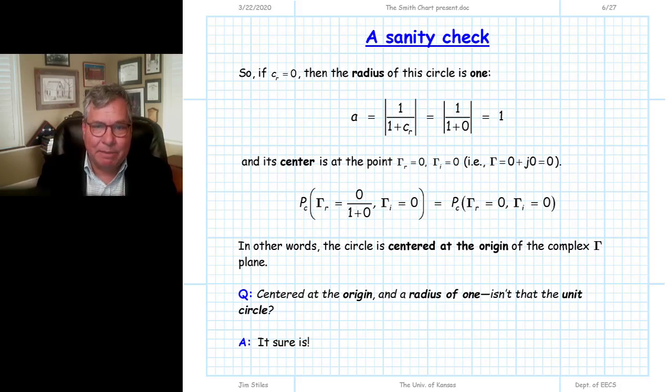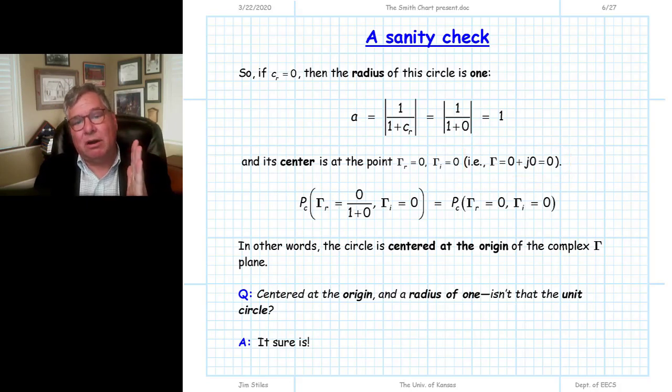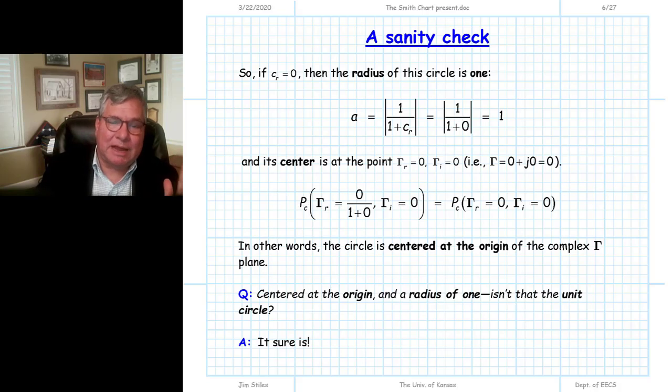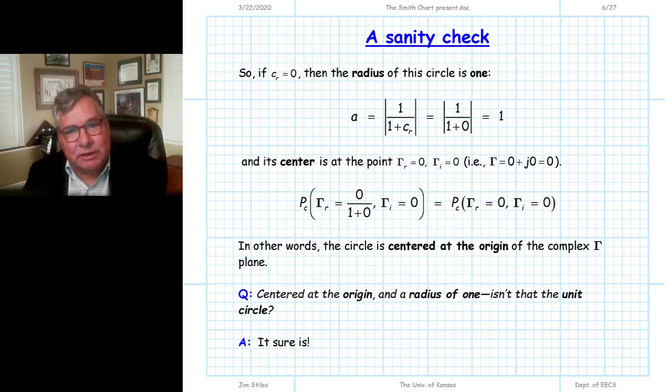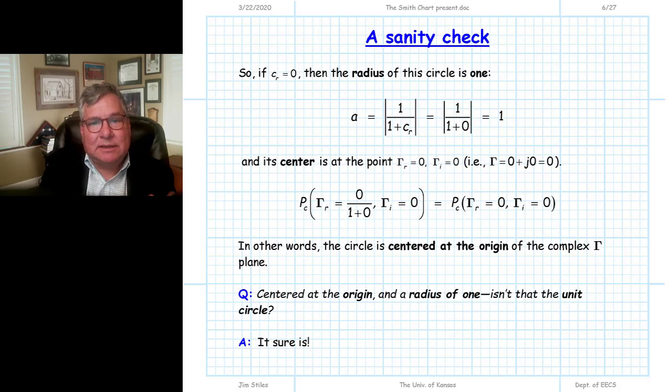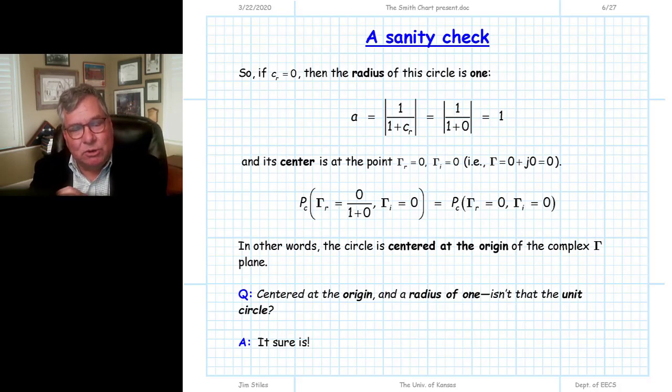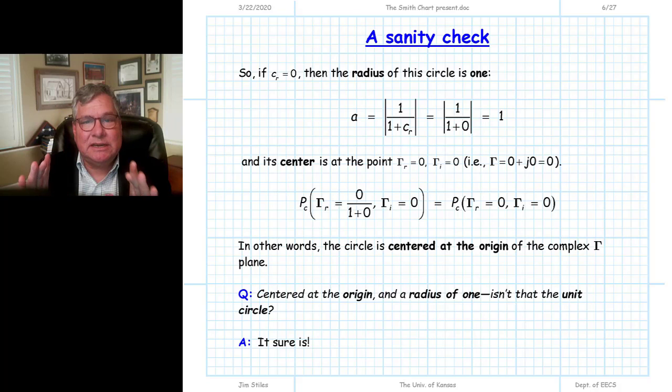Remember, the center would be a point, and so we can express it as the real and imaginary value of some gamma, or as the magnitude and phase of some gamma. In this case, gamma is simply equal to 0. Its real and imaginary part are equal to 0. It's the origin of the complex gamma plane. So when we take a vertical contour of R equal to 0 on the normalized impedance plane and map it to the complex gamma plane, it maps onto a circle whose radius is equal to 1 and whose center is at the origin of the complex gamma plane.